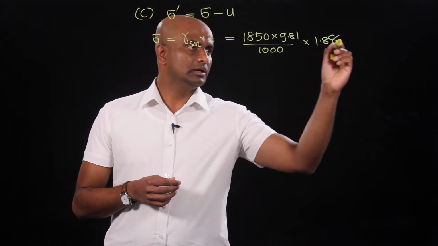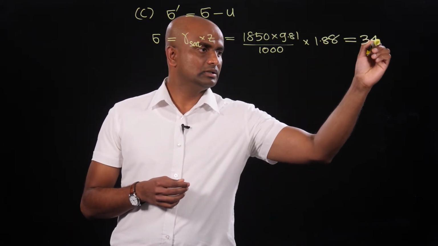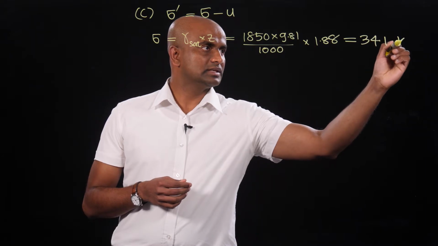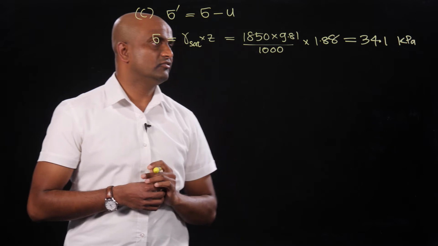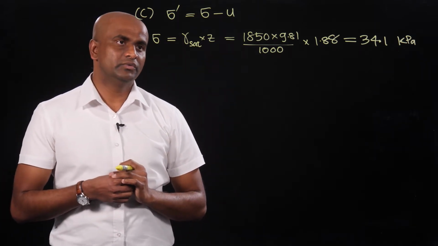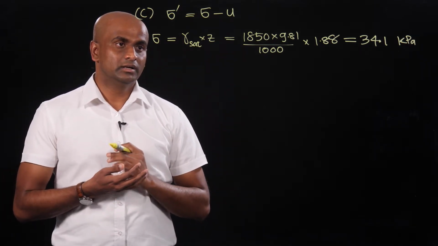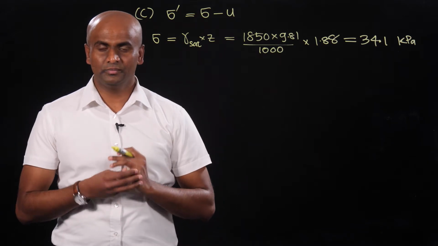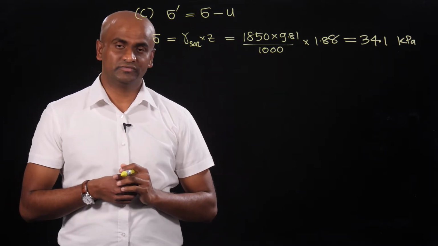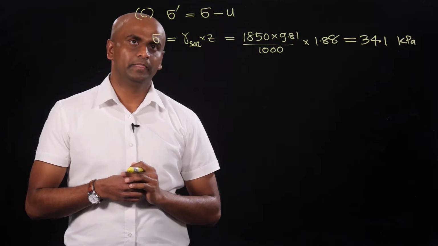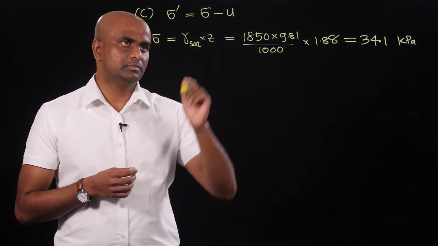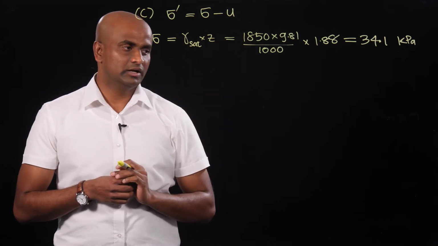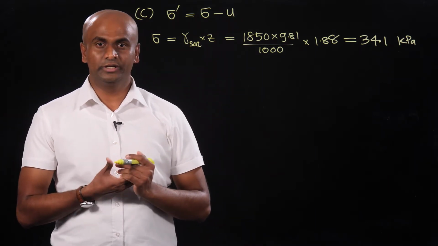So that will be 34.1 kilopascal. So your total stress at point A is 34.1 kilopascal. We just used only the saturated unit weight of the soil plus the height of the soil above point A level. Now to calculate the pore water pressure, the second part, we need to use the information from the flow net diagram.